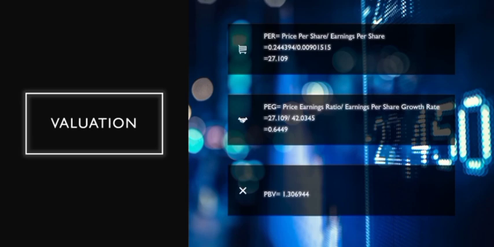And then the PEG for Chin Hin Group is 0.6449. This ratio indicates a stock's value while factoring in the company's expected earnings growth. The lower this ratio is, the better for the company valuation, but it cannot be in the negative range. So the best value for this ratio is 1, hence this stock is considered undervalued.